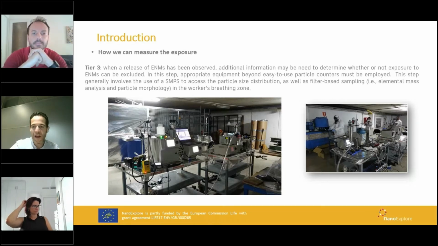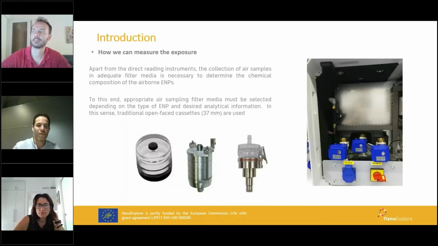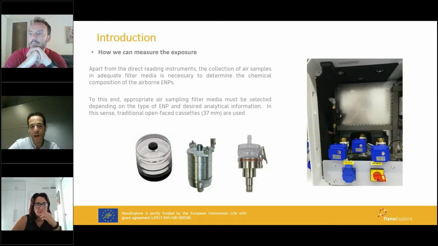Here you have just an example of a big number of instruments that we include in some of the campaigns. In this case, for example, for graphene and graphene oxide production facilities. For the filtration or for the sampling, we normally use polycarbonate filters. So these polycarbonate filters have been used for years.